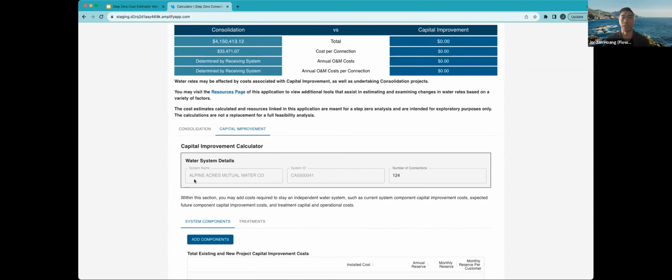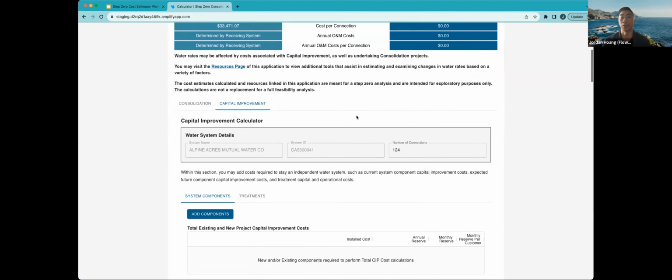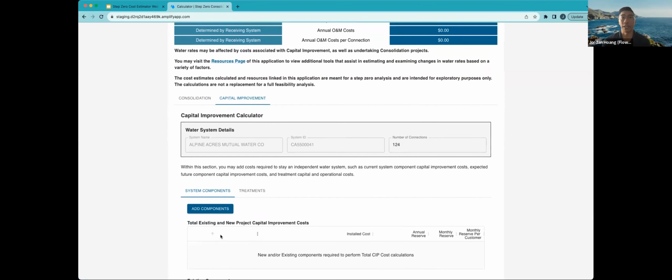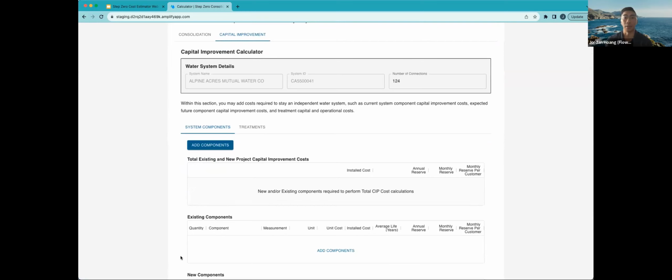Everything in terms of the water system that you selected, and if you were to have adjusted the number of connections, that's all brought over. The cost summary up here is keeping your values for the consolidation side so that you can get that kind of comparison view. But for the capital improvement side, the idea is that you would add the components that your water system has, or that you project it might need in the future, so that you can see the costs of what it'll take to maintain going forward.